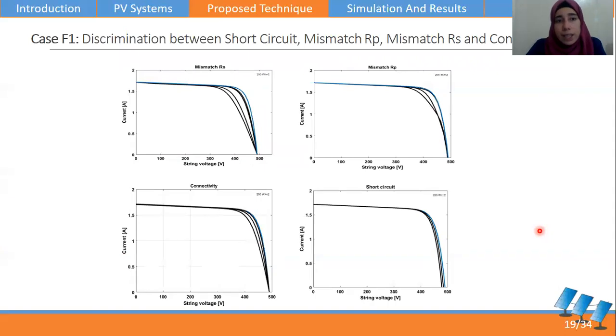In the case F1, discrimination between short circuit, mismatch R parallel, mismatch RS and connectivity fault. Here are the types of faults that we will work on. We will zoom in on mismatch RS and connectivity fault.